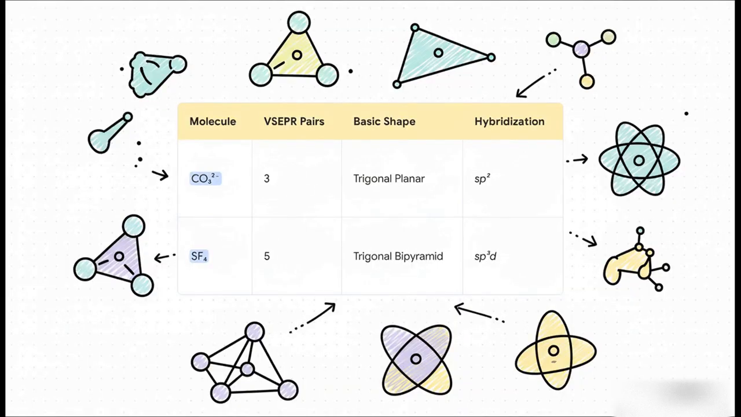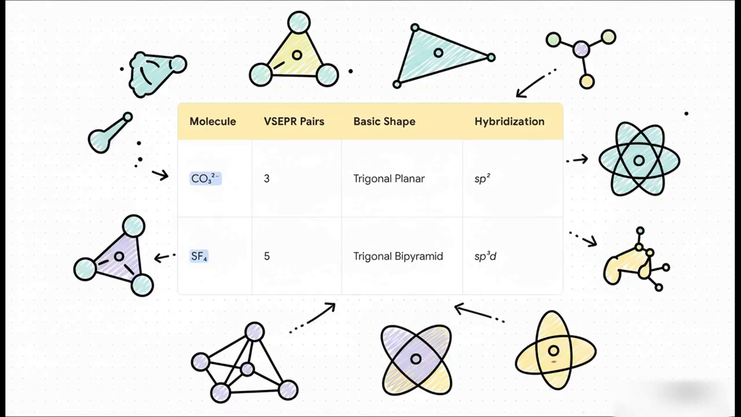Let's put this into practice. For the carbonate ion, CO₃²⁻, the Lewis structure shows 3 electron domains around the central carbon. What does 3 domains mean? A trigonal planar electron geometry. And which hybridization gives you that? sp². Simple. Now for sulfur tetrafluoride, SF₄, we count 5 electron domains around the sulfur. 5 domains means a trigonal bipyramidal geometry, which absolutely requires sp³d hybridization.